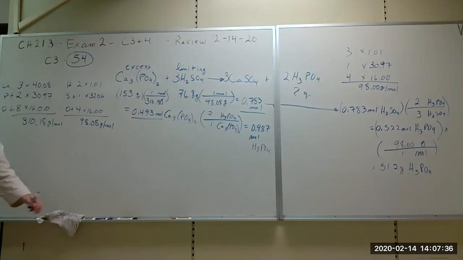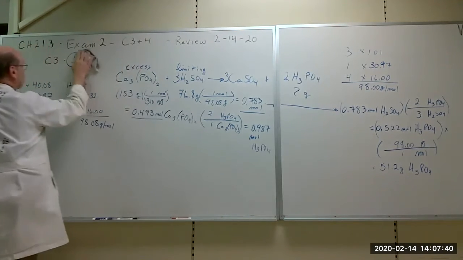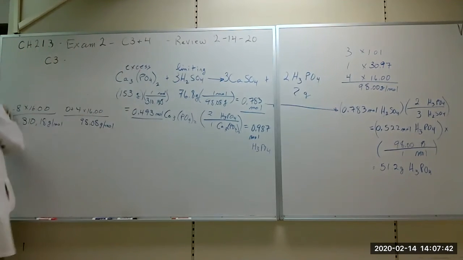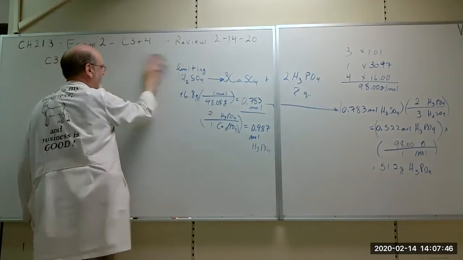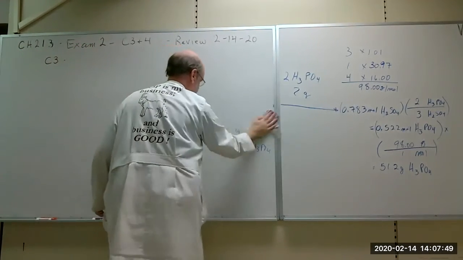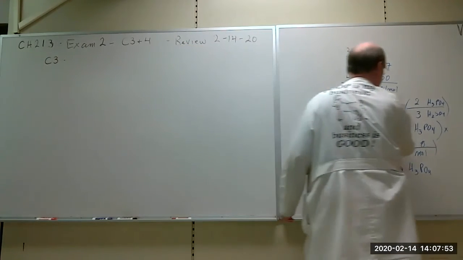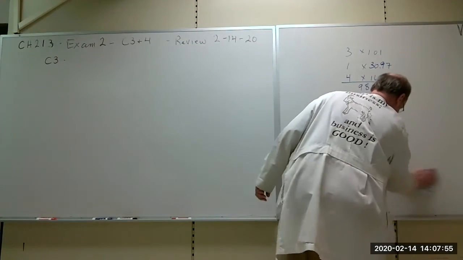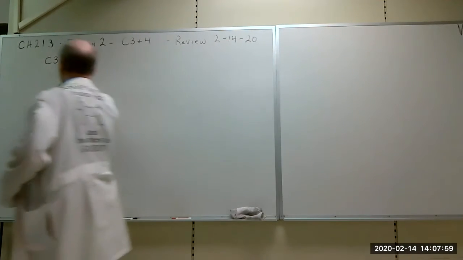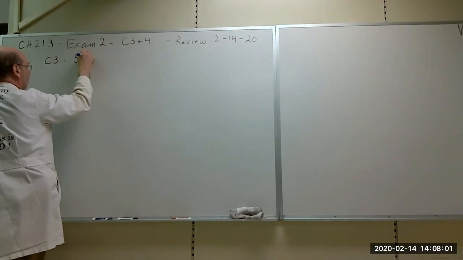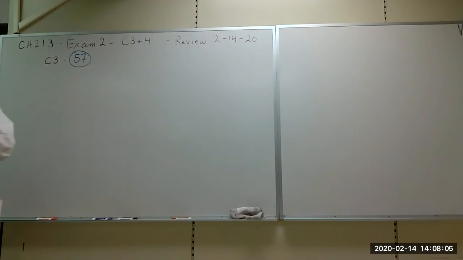Okay. That was 54. Let's do 57. That's the percent yield, and then after that, we'll do the chapter. Okay. 57. Let's see what that one has to say.